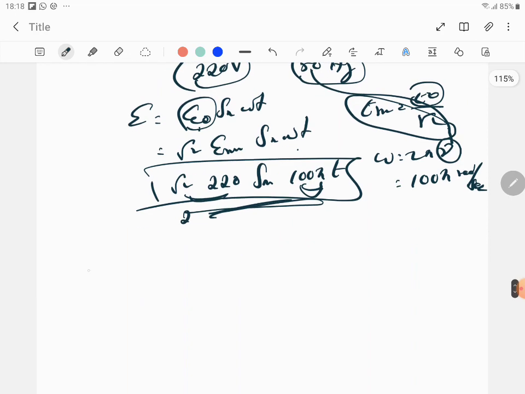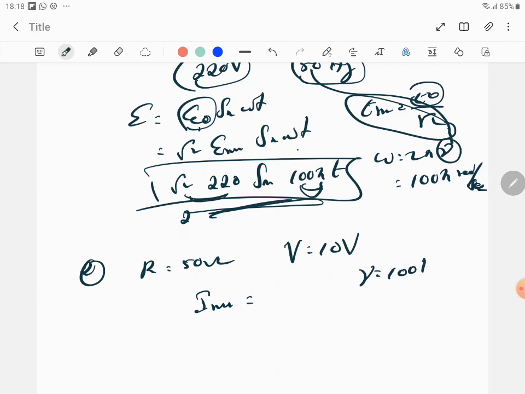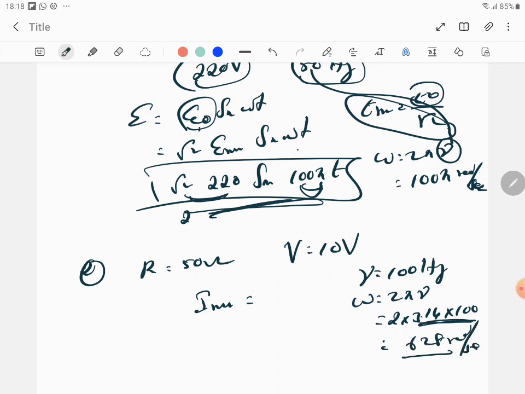Then the second question: the peak value of the alternating current applied to a 50 ohm resistor. So there is a resistor of 50 ohms and there's a voltage of 10 volts. Find the RMS current, so IRMS is what they are asking. If the voltage frequency is 100 hertz, you don't need frequency, you only need omega, which is 2 pi mu, which is 2 into 3.14 into 100. So this will become 314, and 4 twos are 8, 2 ones are 2, 3 twos are 6, 628 radians per second is what you get. And then IRMS is what they're asking. You know, IRMS is I naught by root 2.